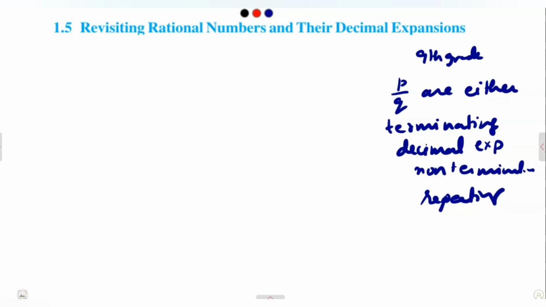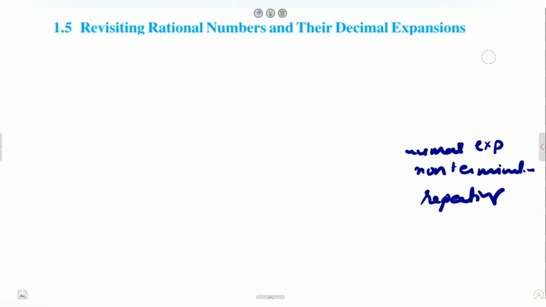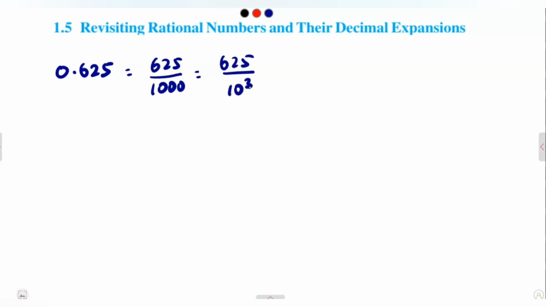So now let us consider this with some examples. Let us take 0.625. This can be written as 625 by 1000, and also as 625 by 10 cube. Similarly, let us take another example, 0.056. I'll explain why I am taking these examples. I can write it as 56 by 1000, which also can be written as 56 by 10 cube again.